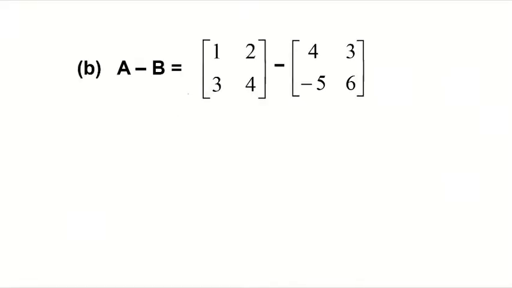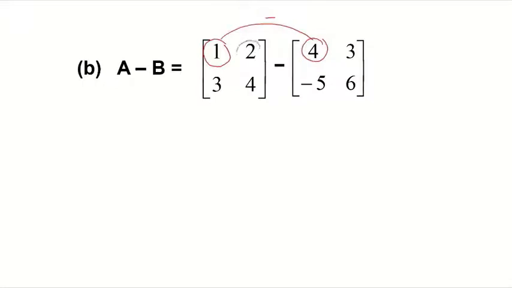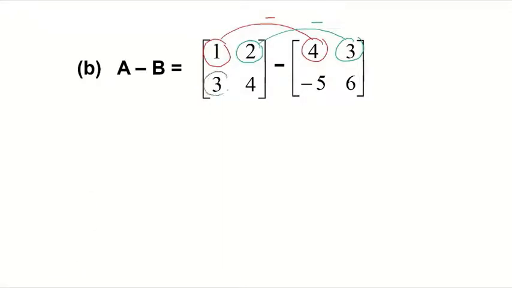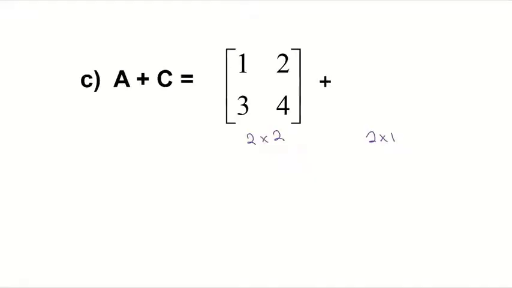Okay, the subtraction between the two matrices A and B. Same as before, it must be the same positions. Position 1 1 with position 1 1 from the second matrix, so you have to subtract these two. Okay, so we have 2, we have to subtract 3. Then we have 3 and negative 5, position 2 1, you have to subtract, and the last one 4 and 6, so we get this answer.